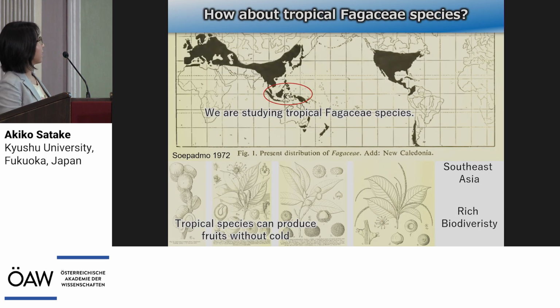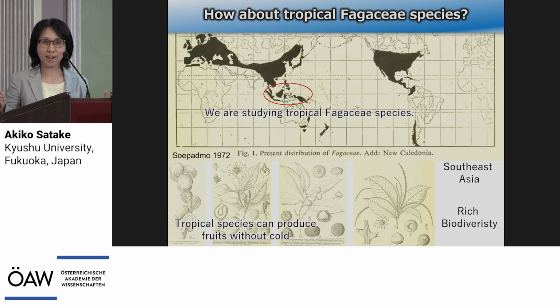But we also know that there are many tropical Fagaceae species, in particular in Southeast Asia, with rich diversity of Fagaceae species. And this picture shows acorn and flower of a Lithocarpus species. So in the tropics, there is no winter, but they can produce acorns and flowers. So they don't need winter cold.